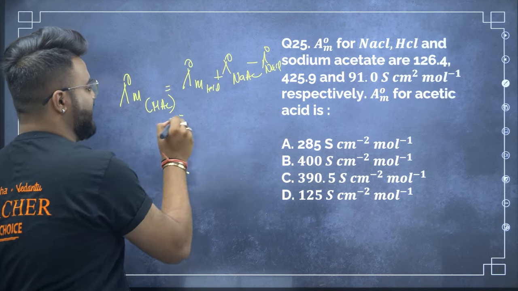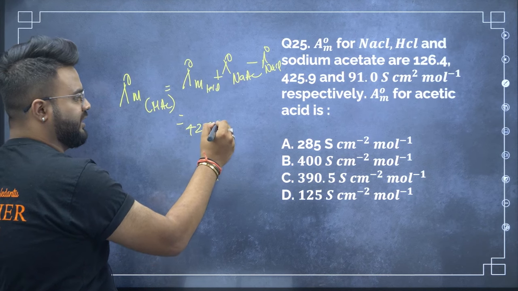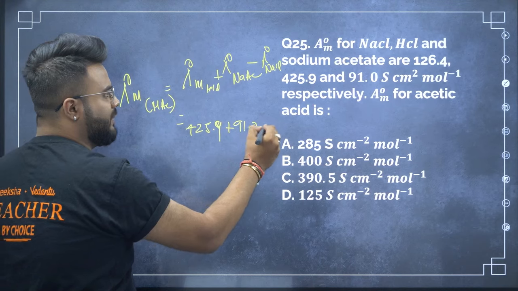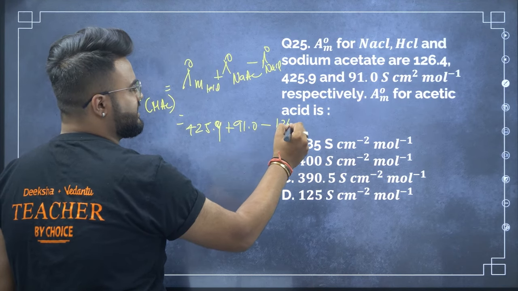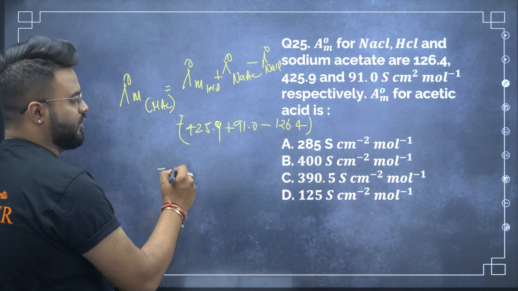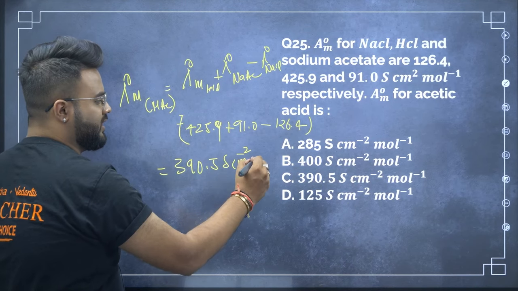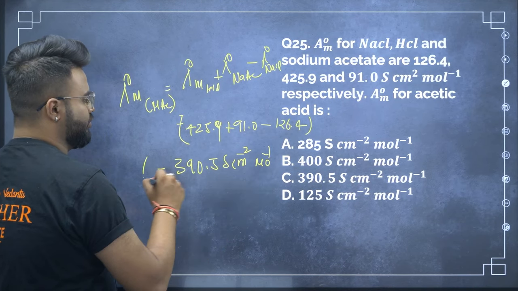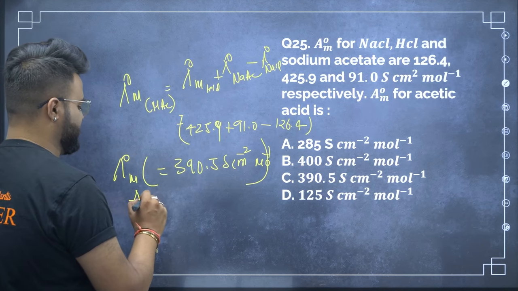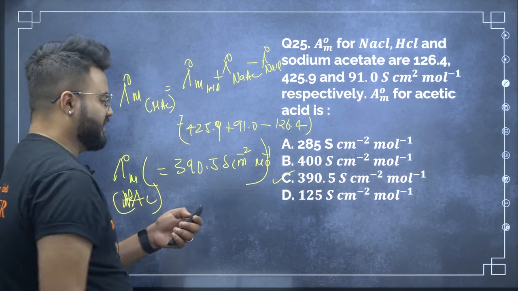Therefore when you substitute this, that is 425.9 plus 91.0 minus 126.4. When you solve this, your correct answer will be 390.5 centimeter square per mole. Therefore, that is your correct answer for the limiting molar conductivity for the acetic acid. Option C will be your correct answer.